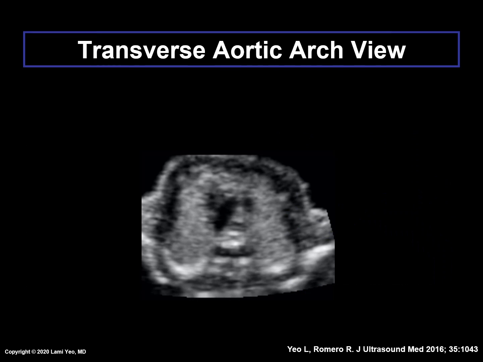In the transverse aortic arch view, two vessels are seen. The transverse aortic arch, or what we call the dolphin, has an oblique course which crosses the midline from the right anterior to the left posterior chest. The superior vena cava is visualized to the right of the aortic arch.